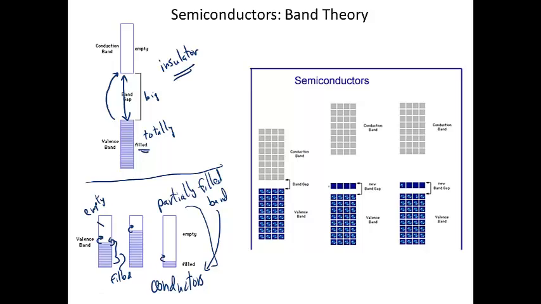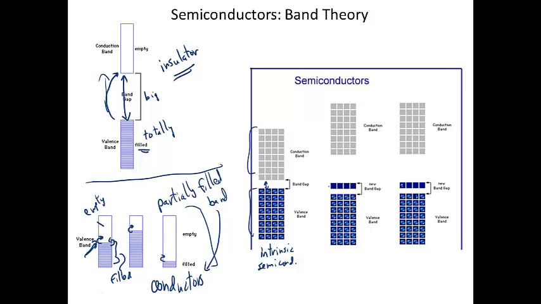Okay, a semiconductor is something in between. It's where the gap is moderate, not very big, but not really, really small. So in the insulators, it's really big. In the conductors, it's tiny. But in a semiconductor, the gap is small, but it's appreciable. So this is called an intrinsic semiconductor, because you have a filled band with an empty band not much above it.